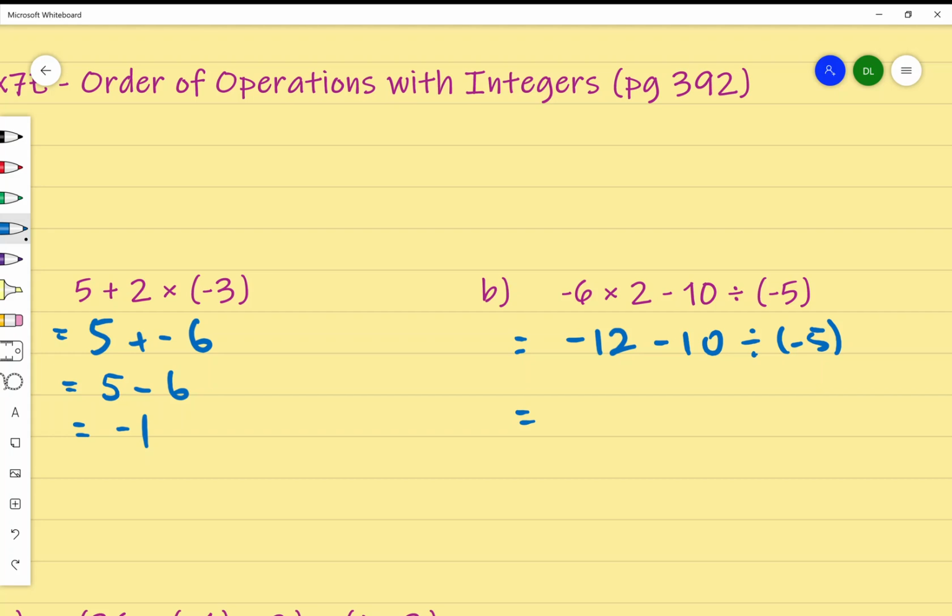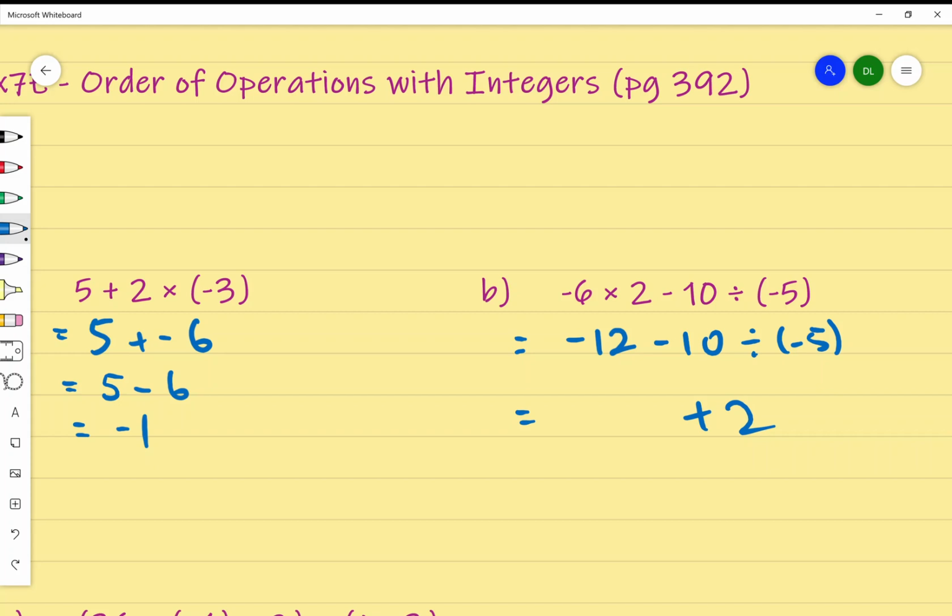Is it positive or negative? So let's ignore this negative 12 first and focus on what I've just highlighted here. I've got a negative. I got another negative. Positive or negative? It's positive 2 because negative 10 divided by negative 5, they're both negatives, which gives me a positive. So 10 divided by 5 is 2. Am I done? Farrah, what do I have to do?